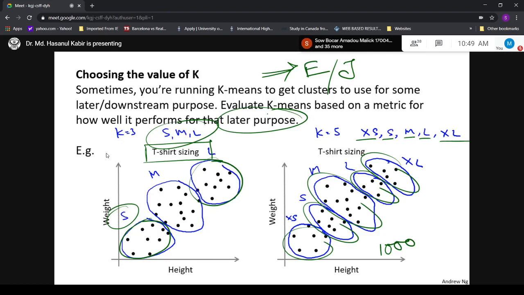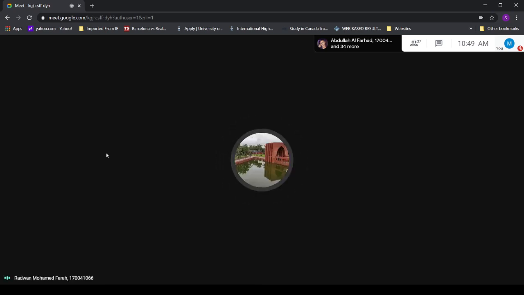So this is basically what we have in case of K-means clustering. This is the end of clustering. So we'll move to the next topic, that is support vector machine. Up to this, do you have any questions? No, sir.